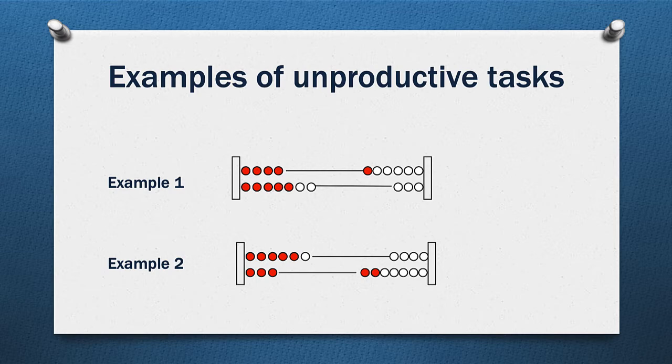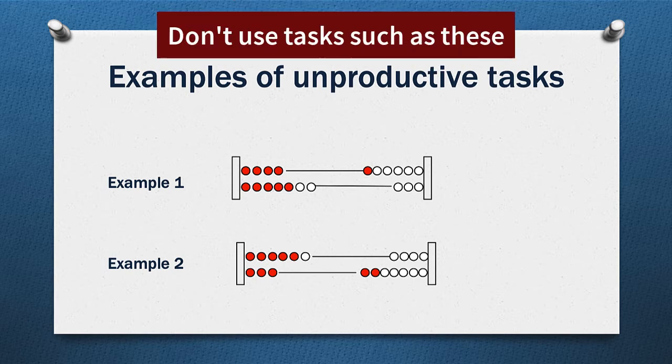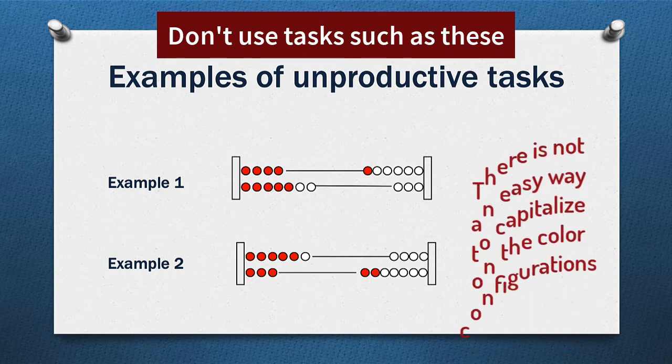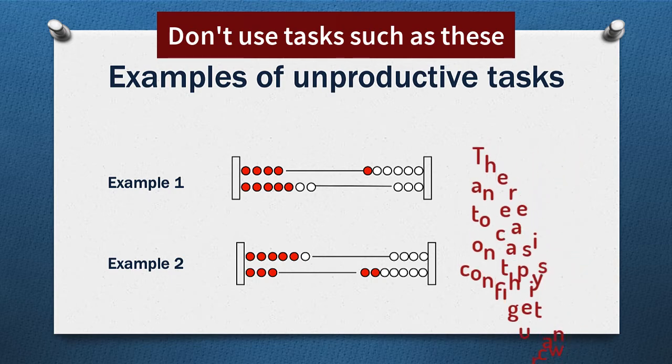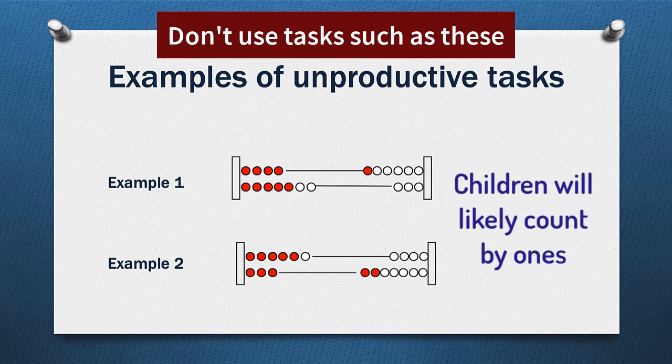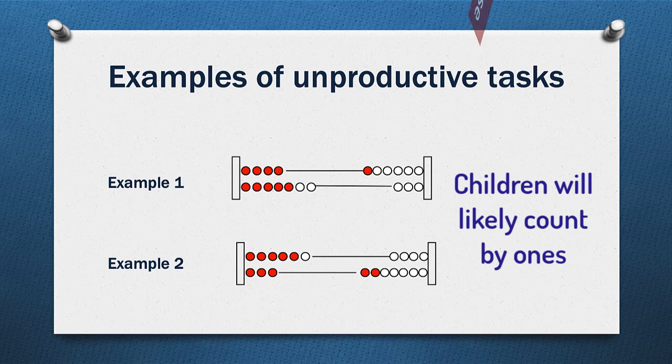Here we show 2 examples of unproductive tasks. In other words, these are types of tasks not to use. Why do we call these unproductive? The reason is that there are no easy ways to capitalize on the color configurations to figure out the total. Even those children that see the group of 5 red beads on one rod will most likely have to count everything beyond the 5 by 1s to figure out how many in all.